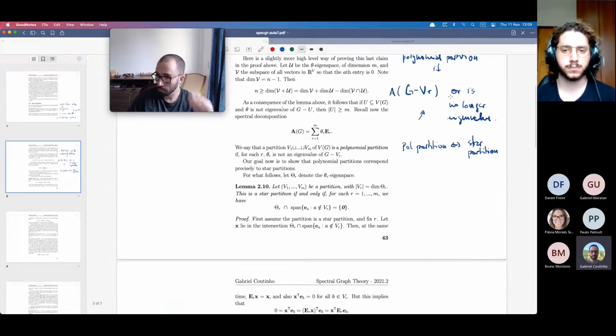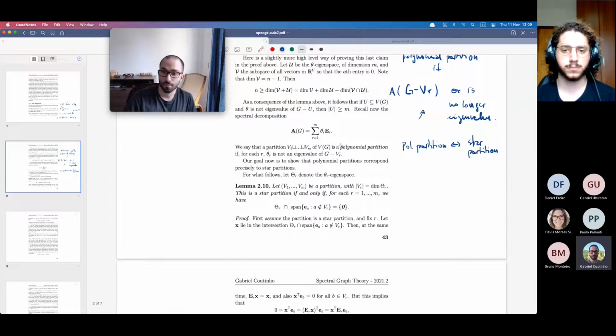All right, so let's go for it. Again, I will be using capital theta to denote the theta r eigenspace. And this lemma, which is quite interesting, quite important, says that if you have a partition and the dimension is correct, meaning the sizes of the vertex sets are exactly the dimensions of the theta r eigenspaces, then this thing is a star partition if and only if this intersection is trivial.